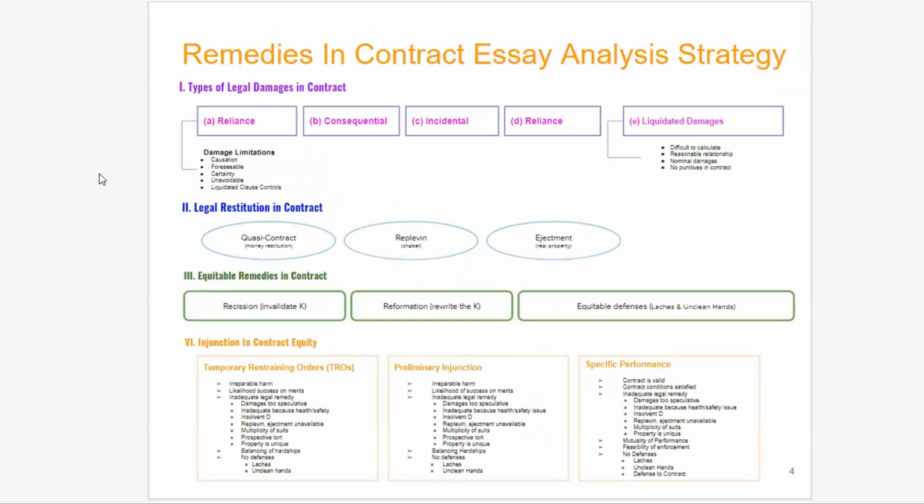Here's for remedies and contract. These are the 4 areas that you're going to remember. I've broken them down by shapes. So that way, when you are studying this, you actually can close your eyes and remember, okay, what are legal damages in contracts? Purple rectangles, restitution is little ovals, and so on. So not only are we putting them in lists, we're putting it in spatial, we're putting it in shapes, putting it in colors. So that way it's easier for you to remember.